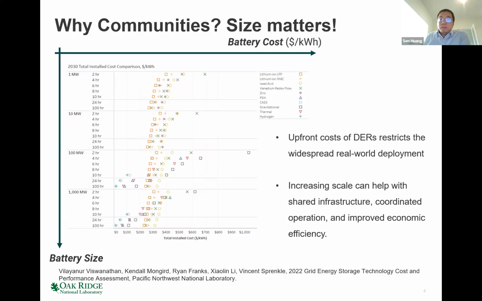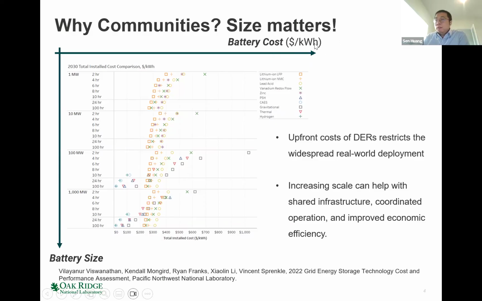I would like to use one figure from a recent technical report from Pacific Northwest National Laboratory. In this report, they made a very good connection between the cost and the size. You can see in this figure, the axis is the installed cost for the battery.